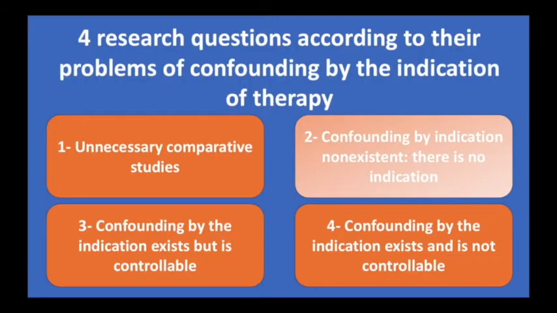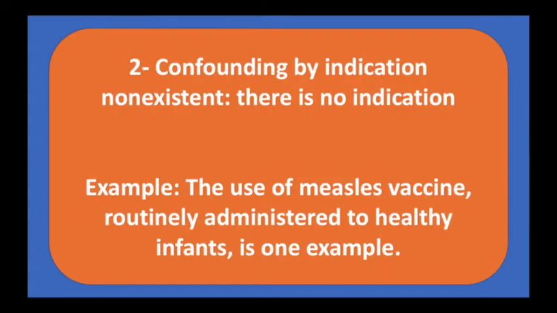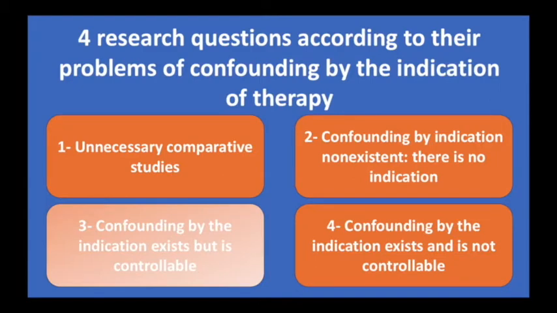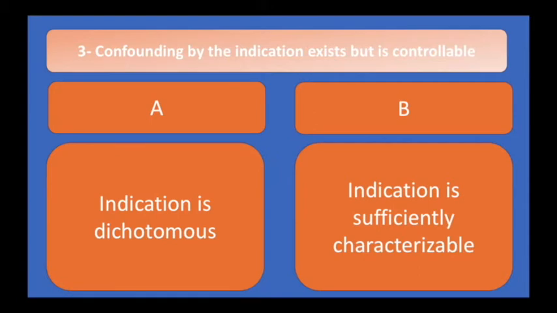The second problem of confounding by indication is when there is no indication. Here the benefit of the drug can be shown using non-experimental studies because there is no confounding by the indication. The situation can be better understood by an example of vaccination as a primary prevention. Third problem that we have is when the confounding exists but can be controllable. In this situation, the indication may be dichotomous or sufficiently characterizable.